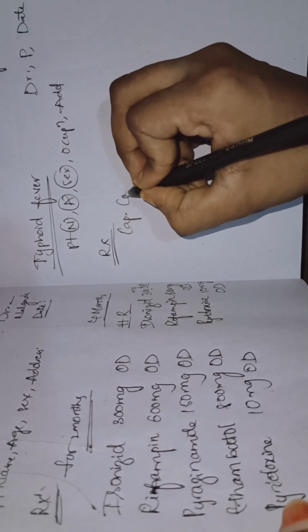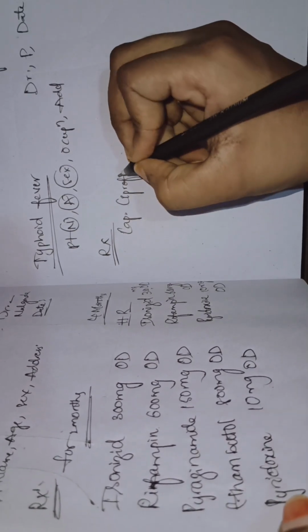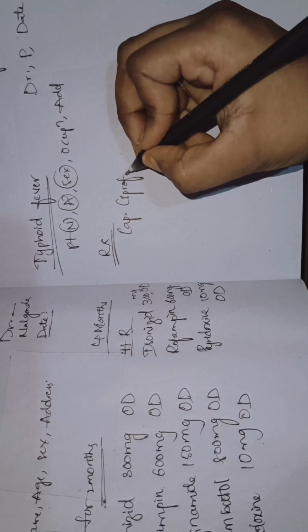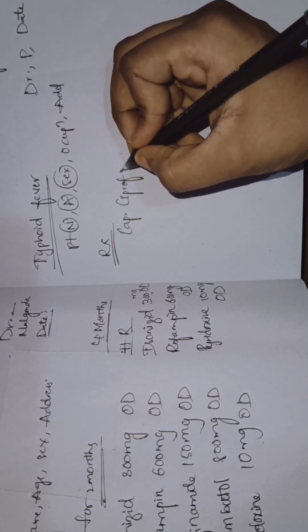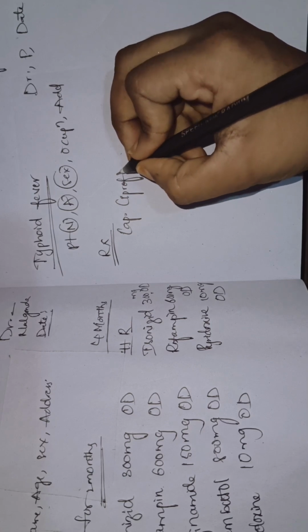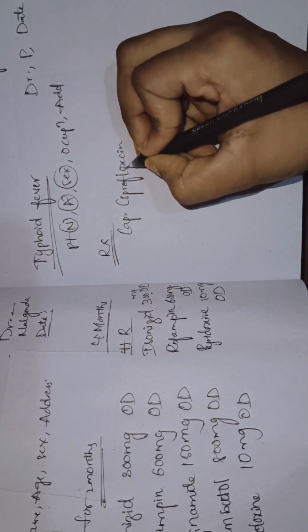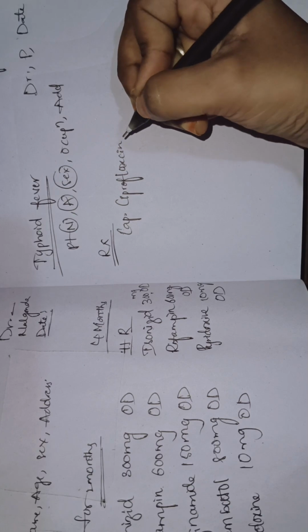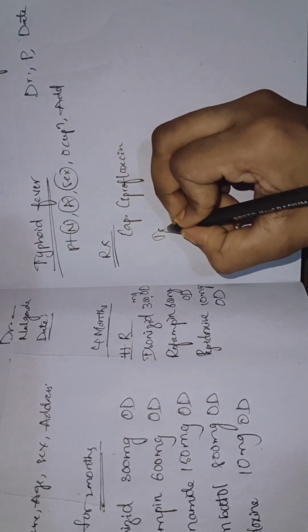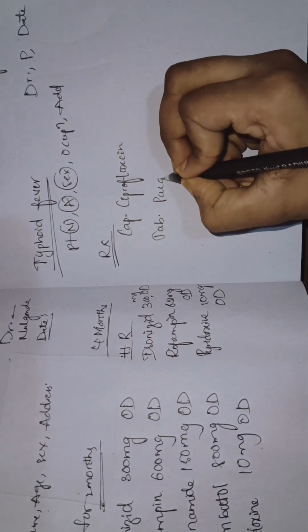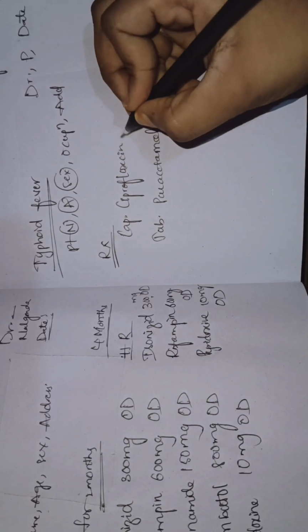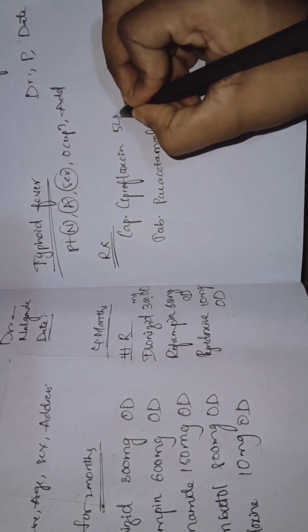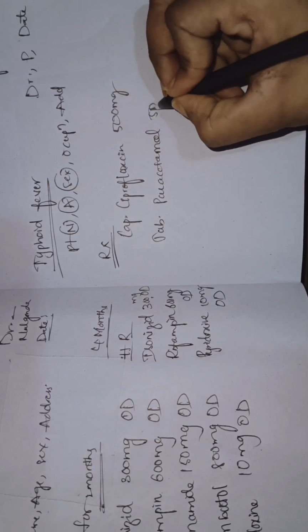Ciprofloxacin is a capsule. Ciprofloxacin, not flaxin. Ciprofloxacin. And tablet paracetamol. Ciprofloxacin and paracetamol. Ciprofloxacin, how much mg? 500 mg. Paracetamol also 500 mg.